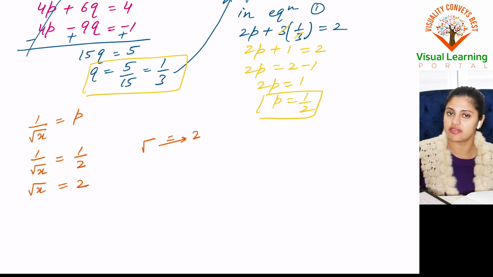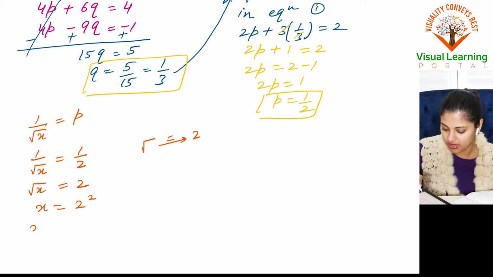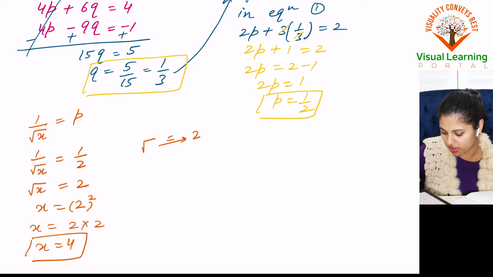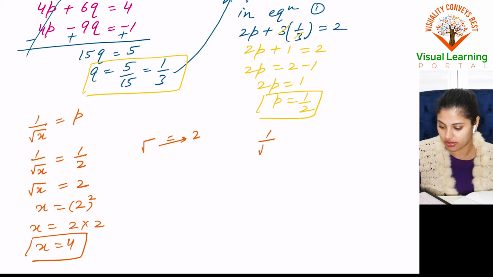When a square goes to the other side of the equal sign, it will become a square root. When a square root goes to the other side of the equal sign, it will become a square. So x will be equal to 2 squared. x is equal to 2 times 2, so x will be equal to 4. So you got the value of x as 4.